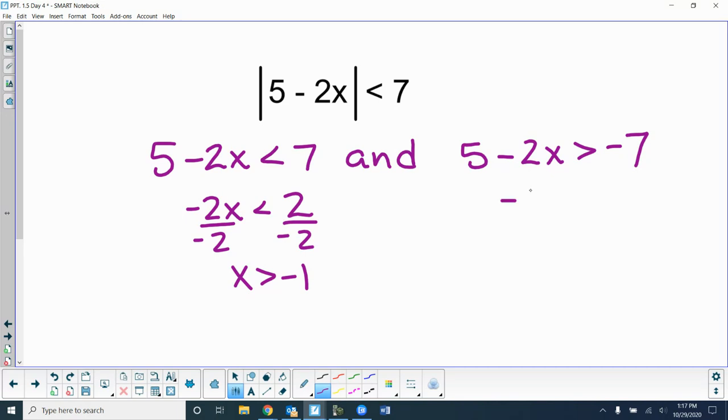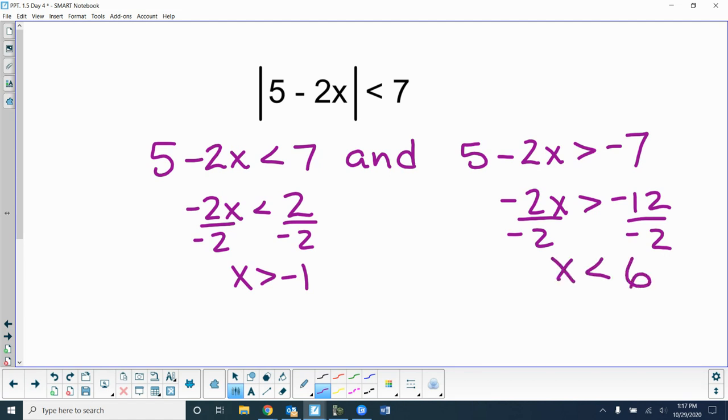Here we're subtracting 5 again, it's -12 this time. Dividing by -2 again, so we're switching the inequality symbol again. So greater than -1, and less than 6, so we connect them. You guys are good. One more, last one.